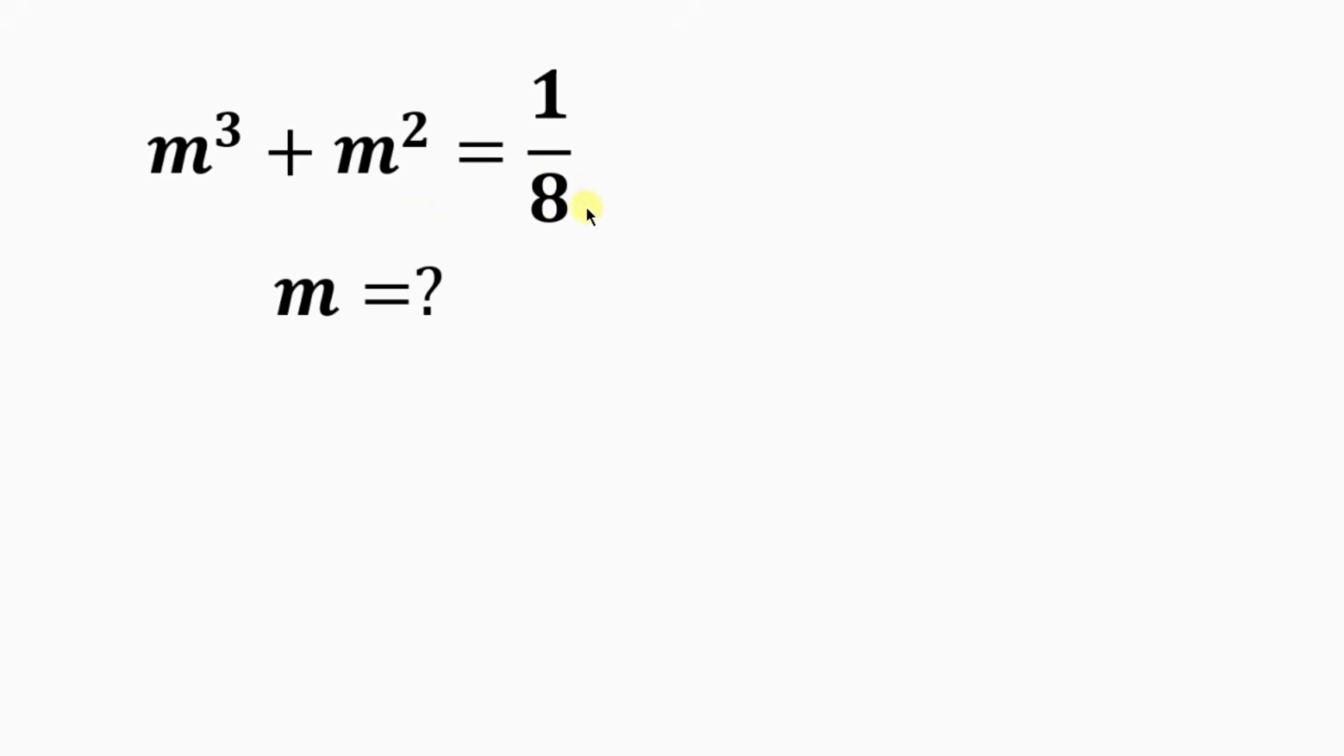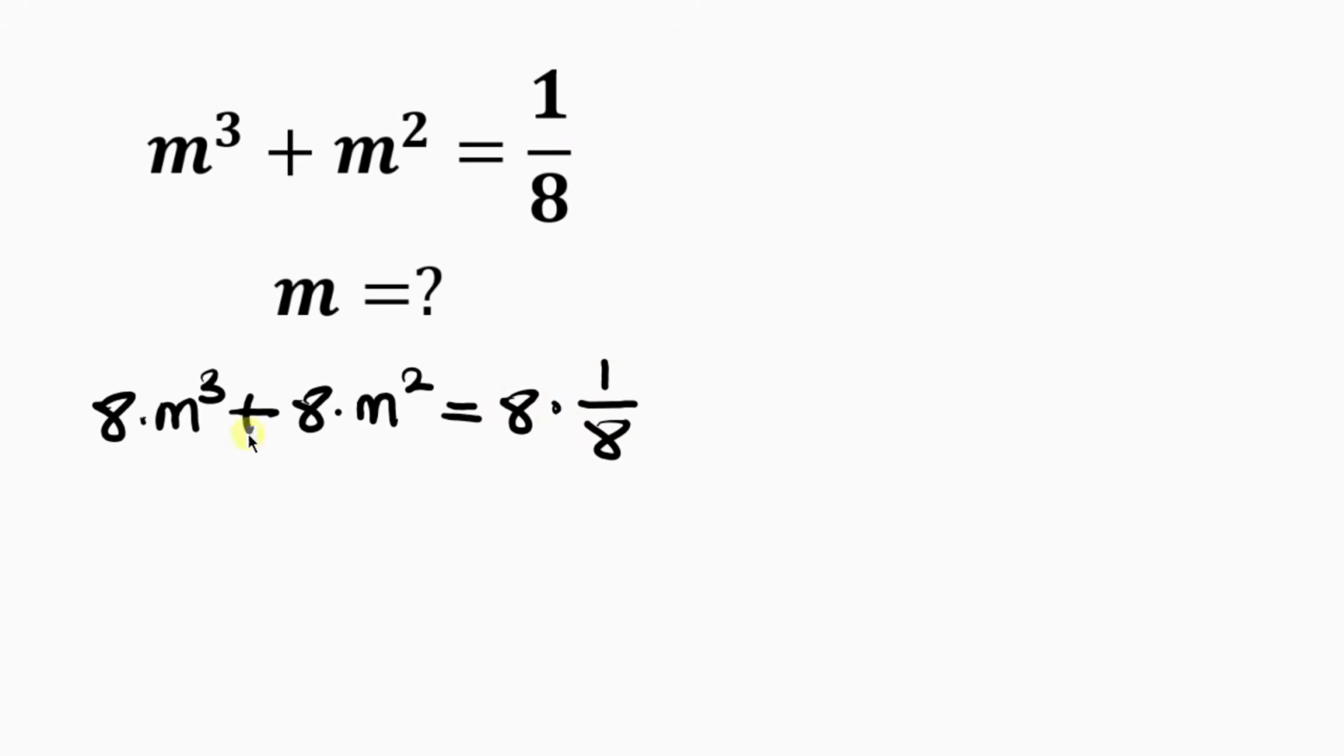Well, our first step will be for us to clear this fraction, and we do that by multiplying through by 8. So 8 times m cubed plus 8 times m squared is equal to 8 times 1 all over 8. Very good. So this becomes 8m cubed plus 8m squared, equal to 8 times 1 all over 8.